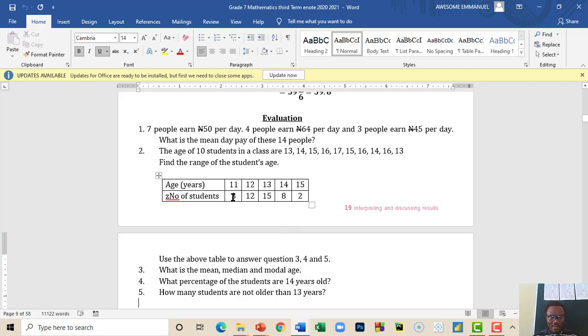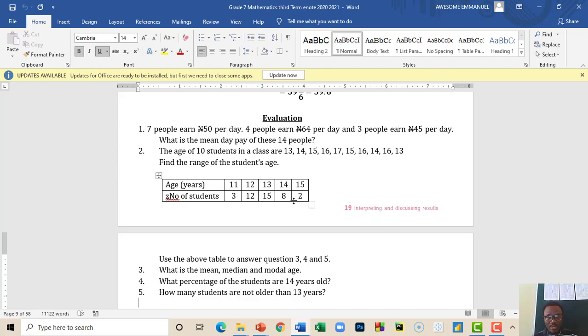The total number of students: 3 plus 12 is 15, 15 plus 15 is 30, 30 plus 8 and 2, that is 40. So I have 40. So what percentage now is 8 over 40 times 100? 8 in 8 is 1, 8 in 40 is 5. Then 5 in 100 is 20. So the answer is 20%.